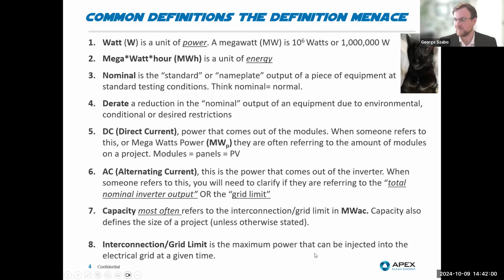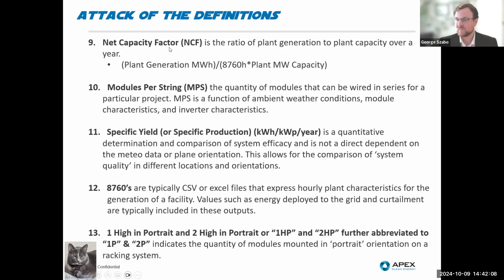Interconnection or grid limit is the maximum power that can be injected into the electrical grid. It shouldn't say at any given time, it should say over the course of 1 hour. And we're going to go into this more, but net capacity factor is the ratio of plant generation to plant capacity over a year. So NCF is a description of how well a project can satisfy its interconnection limit. If you had a 100 megawatt AC plant and you could provide 100 megawatts every hour over the course of an entire year, your NCF would be 100%.